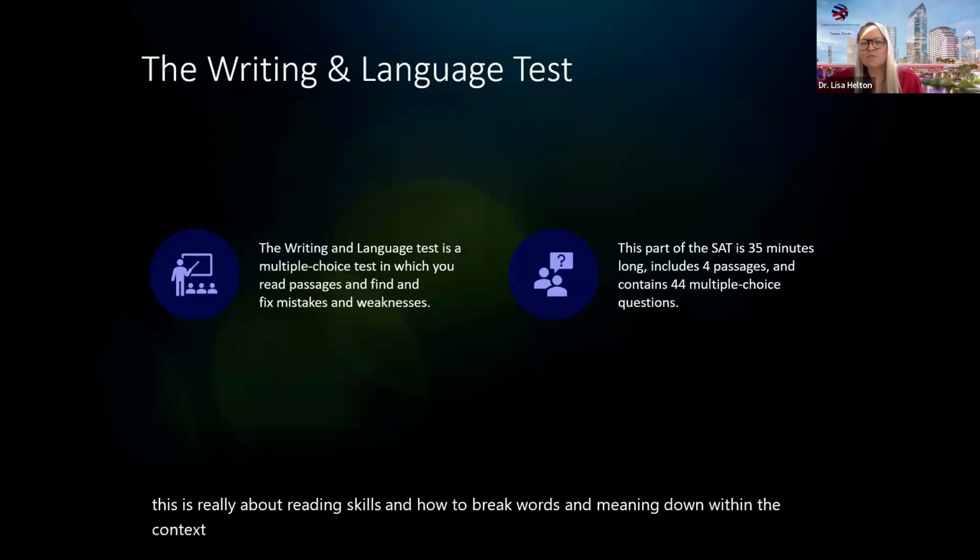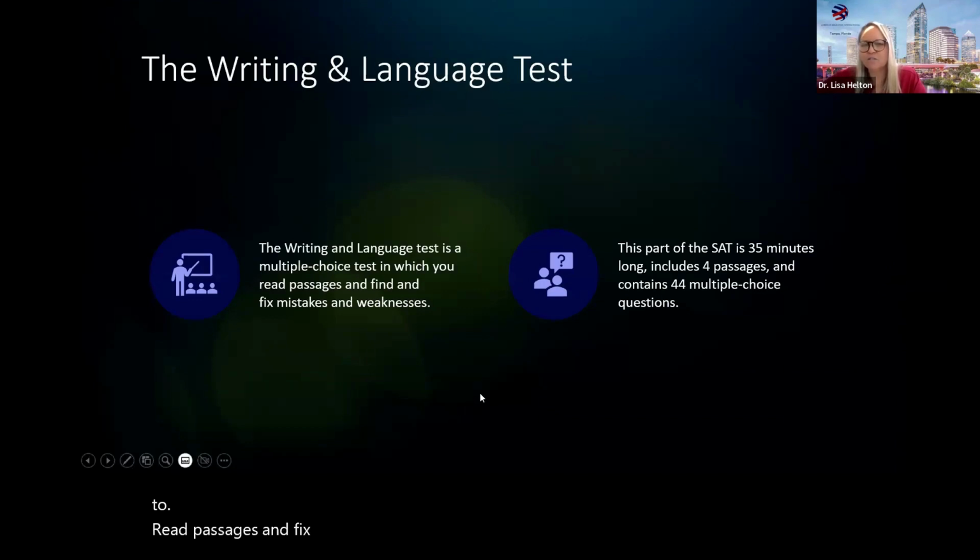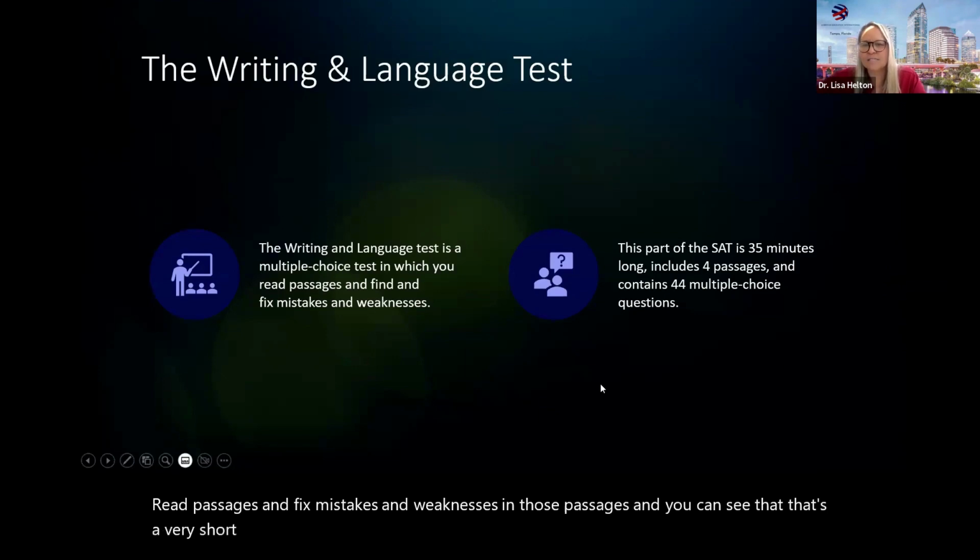The writing and language test is another test. It is basically multiple choice, and this is where grammar comes in. Students have to read passages and fix mistakes and weaknesses in those passages. You can see that it's a very short test, but it's definitely weighty as far as how much it counts.